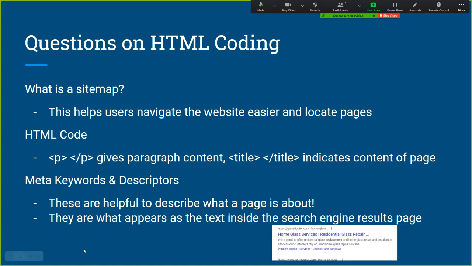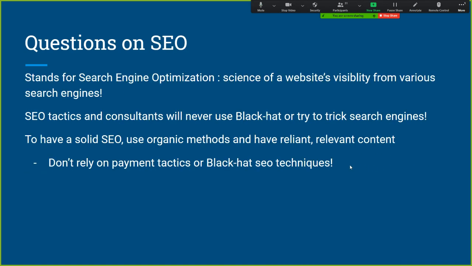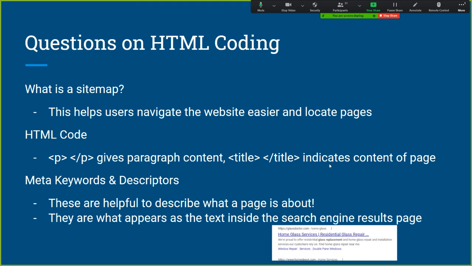Great. There is a question here about meta keywords and descriptors, and we didn't go into those a great deal, but essentially, if you go back to any of these keywords here, we're able to describe what the page is about with these keywords. And then, of course, also, if you see this image here that I have on this page, where it says we're proud to offer residential glass replacement, that is what the descriptors are. So a meta descriptor is a small piece of text that the user can see on their page before they click to view it.